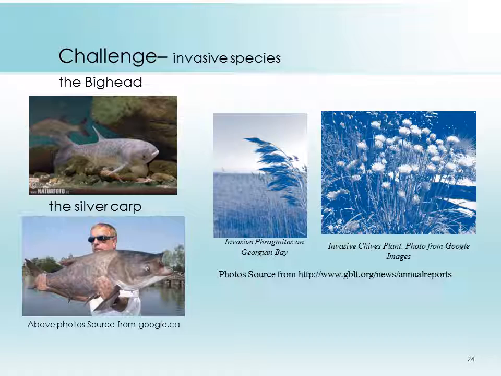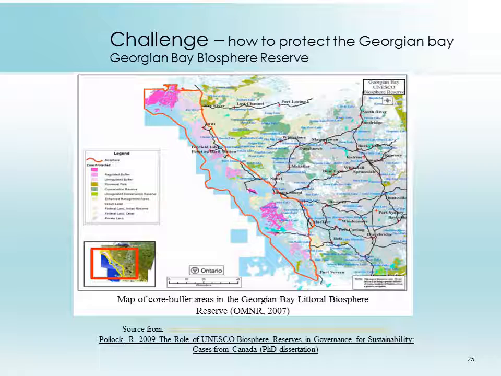Invasive species are mainly a challenge to Georgian Bay's local animals and species. How to protect the Georgian Bay is another challenge for us. Georgian Bay Biosphere Reserve is a good example. Here is some information about the Georgian Bay Protected Action Plan.